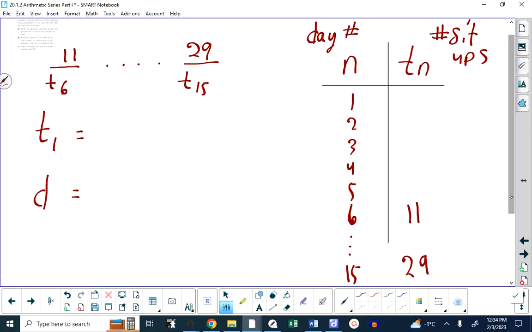I want to go back to something I've highlighted before for many of you, for the whole class, I think. Knowing T1 and knowing D cracks the case wide open. If you know the first term and you know the common difference, you can find anything. So I'm just taking that approach, and then I'll look at what the question is asking us.